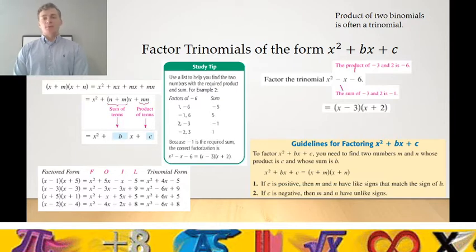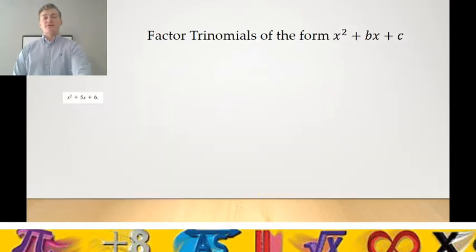One of the numbers was negative, one was positive. Those are unlike signs. Because c was negative, we should expect that. A negative number multiplied by a positive number will give us a negative number. However, a positive times a positive number is positive. A negative times a negative number is positive. So when c is positive, we have to consider: are the two constant terms m and n both positive or are they both negative?